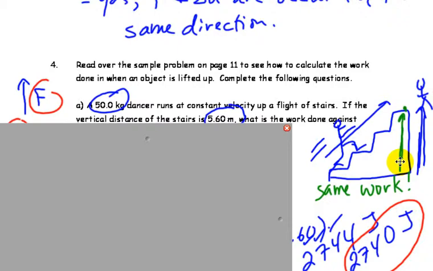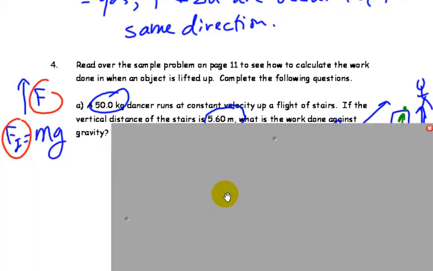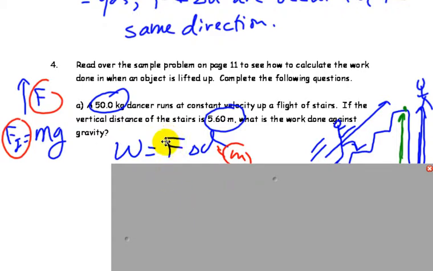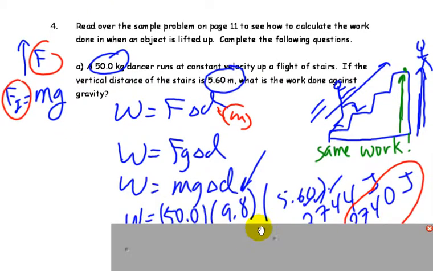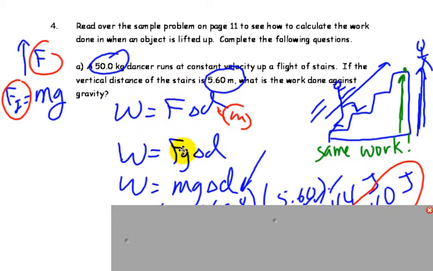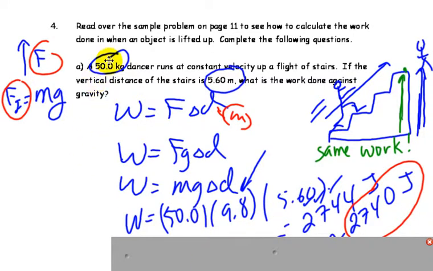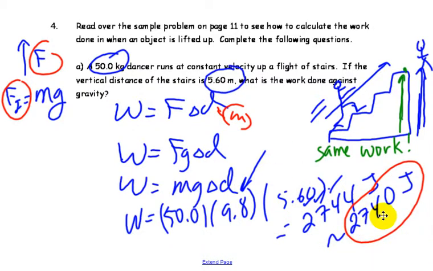Of course, doing some of this work is easier going this route as opposed to this route, but it's the same work. So moving up the stairs, the force you have to exert is against your own body weight. So the applied force is equal to Fg, which of course is mass times gravitational acceleration. So you're working against your own body weight. So we could say the force applied is actually Fg when we're going up vertically. That is equal to mg. So 50 kg times 9.8 times the vertical distance of 5.6, 2,740 joules.